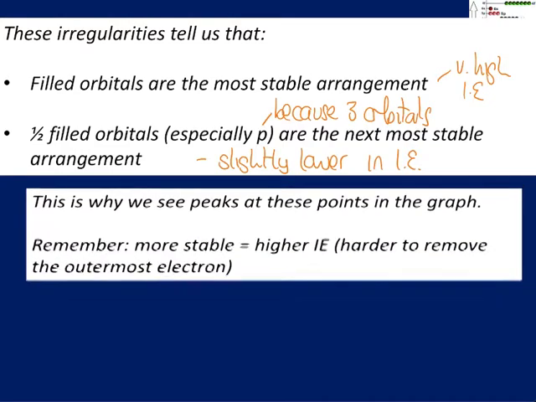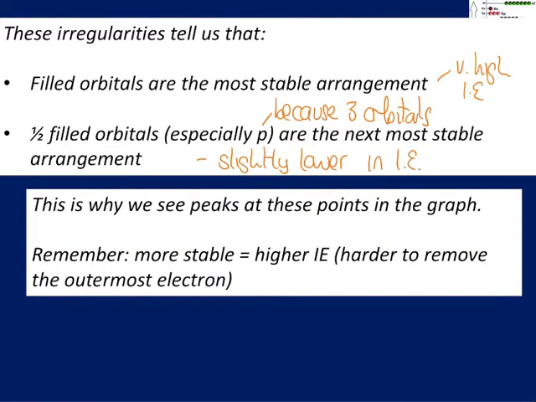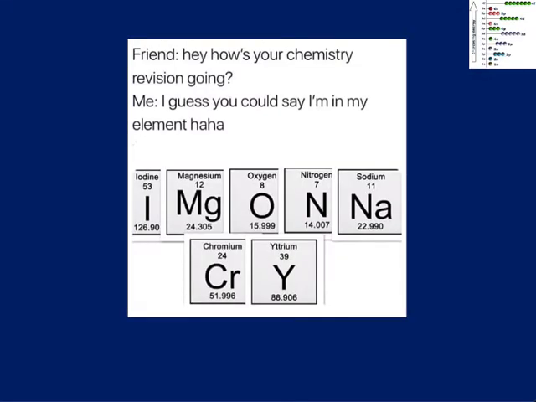So this is why we see peaks at these points in the graph, and more stable usually translates to a higher ionization energy, and it means that it's harder to remove the most loosely bound electrons. So in the outer shell, one of those electrons is going to be really, really hard to remove. Now, I'll leave you to read this.